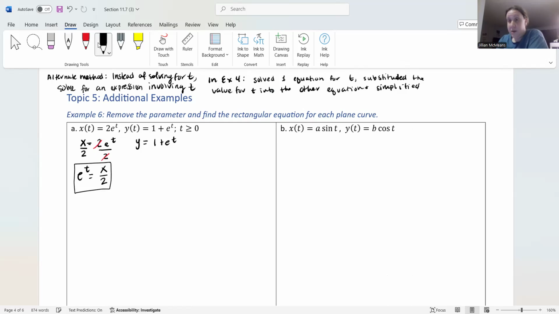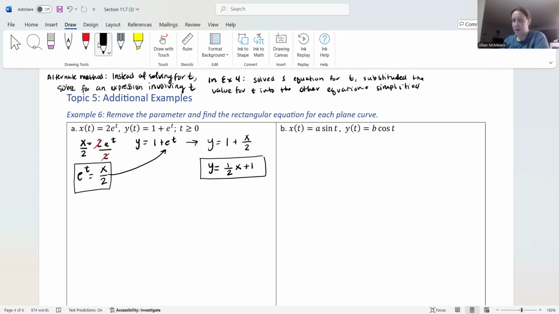Now this value for e to the t power I can plug in over here. What I end up with is y equals 1 plus e to the t, which we know is really x over 2. Now, that looks kind of messy, but it's actually a nice, simple, easy equation. We would be more inclined to write this early in our algebra days as 1/2 times x plus 1. So we really just get a simple equation for a line, which is kind of cool.